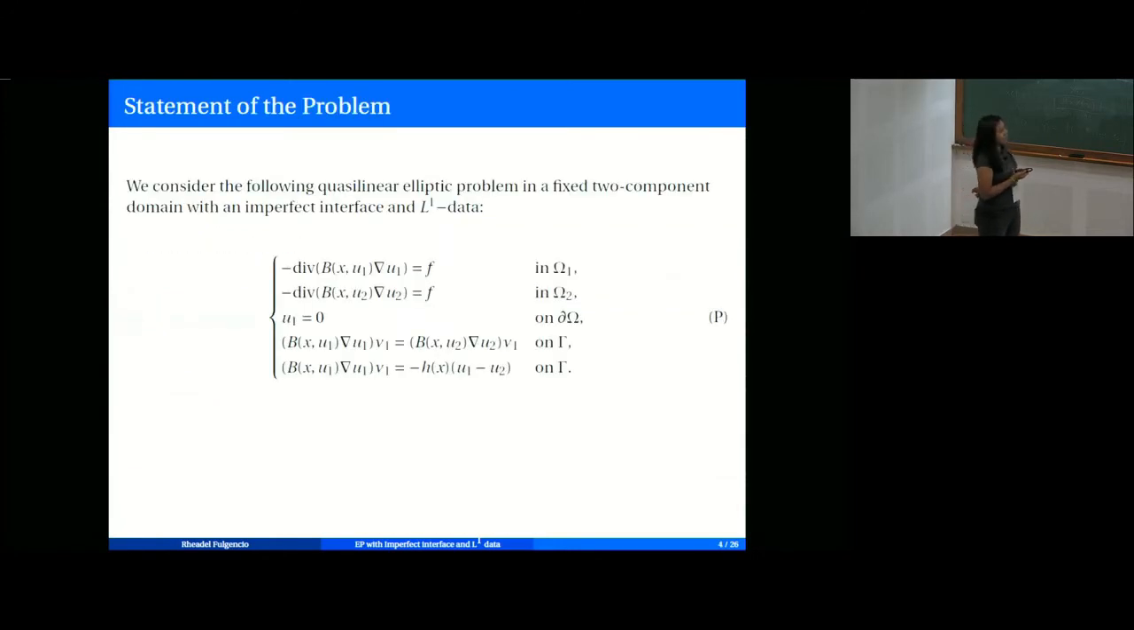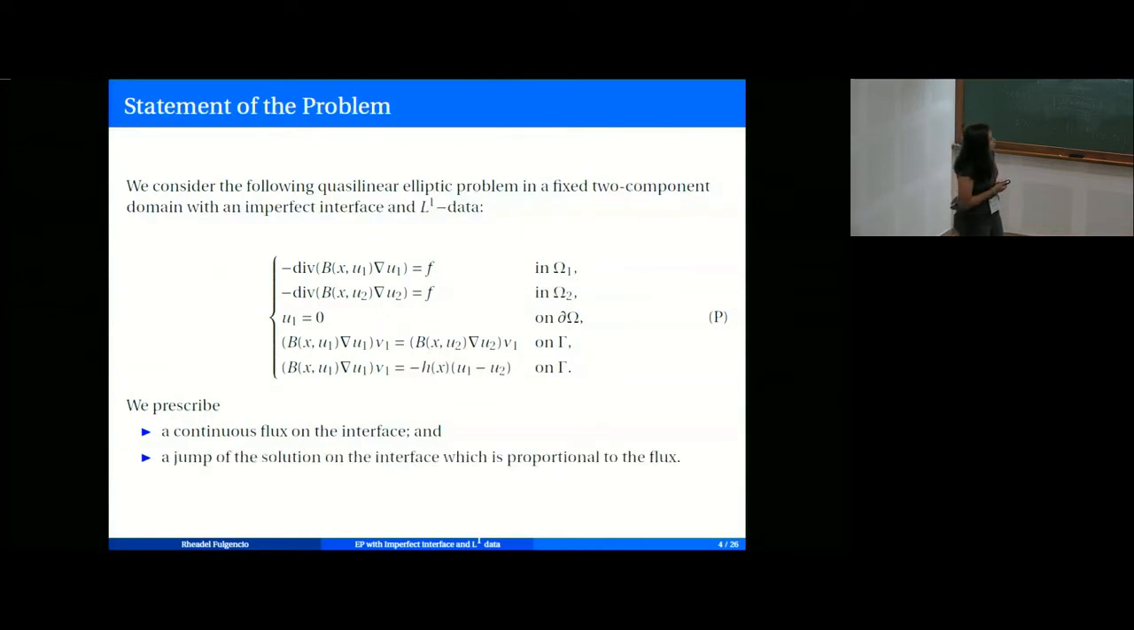So our problem is on a fixed domain. We consider the following elliptic problem on a fixed domain. Here, we have the usual heat propagation on the omega. I will talk about omega 1 and omega 2 later, but we already saw that. We have the Dirichlet boundary condition, u1 equals 0, and on the interface, we have the continuity of the flux, and the jump of the solution is proportional to the flux.